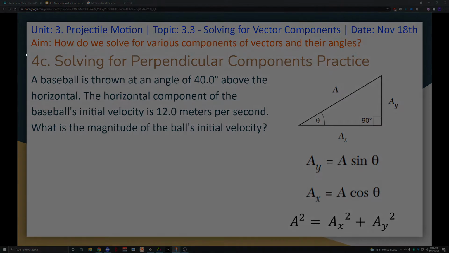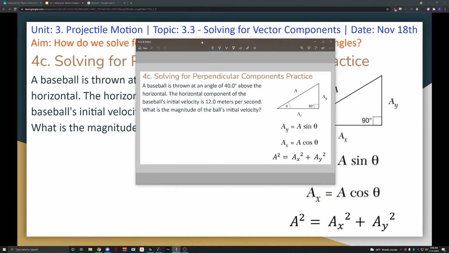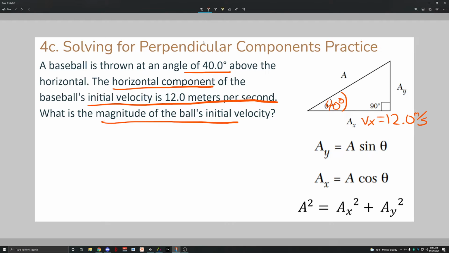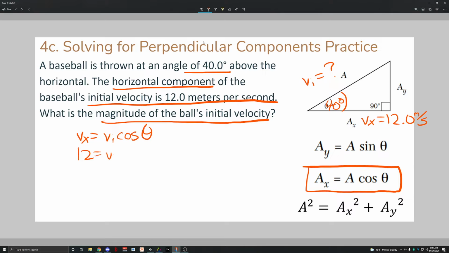For C, a baseball is thrown at an angle of 40 degrees. So that's your angle, above the horizontal. The horizontal component of the baseball's initial velocity is given, and they're asking, what is the ball's initial velocity? Well, we have Vx, so we're going to use this, right? Vx is equal to Vi cosine theta. Vx is 12, Vi is that, cosine 40 degrees.